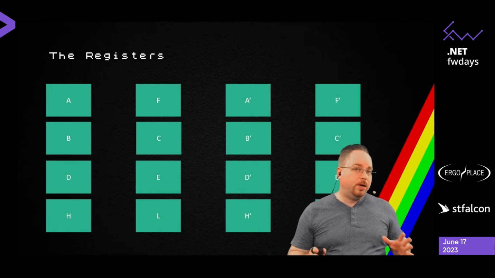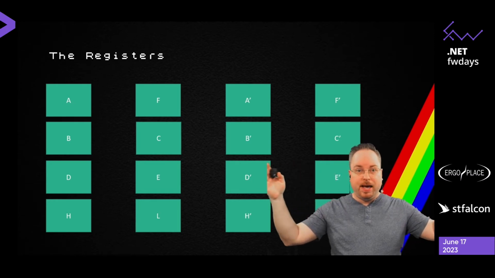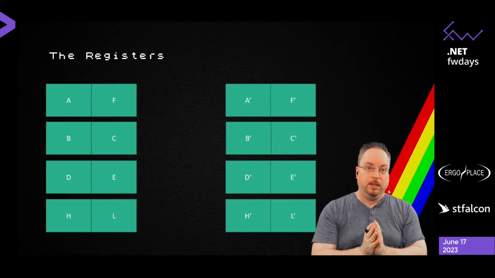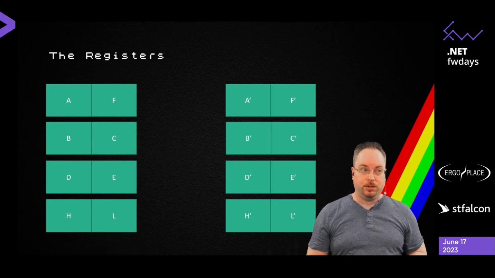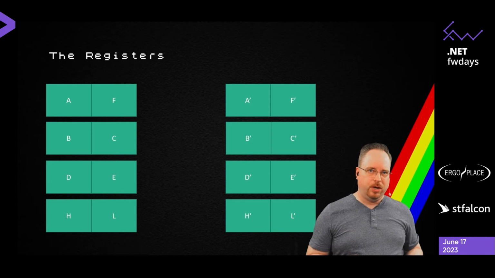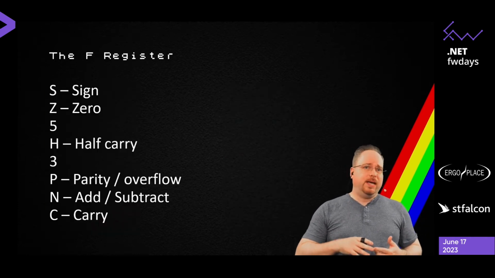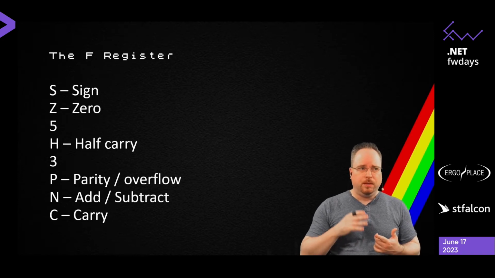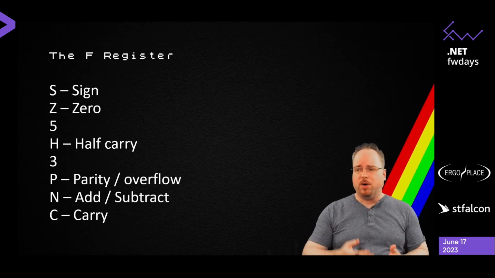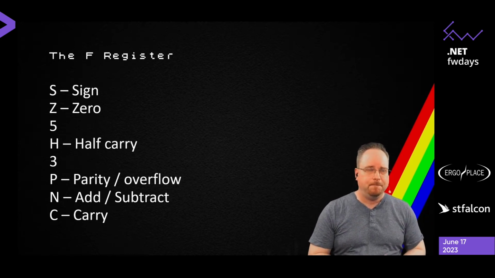Now, the cool thing with the ZX Spectrum was that you can take all these 8-bit registers and combine them into 16-bit registers. It also had one very special register, and that's the F register. It contains flags. So it contains the sign, the zero, the half carry, the parity, and so on.